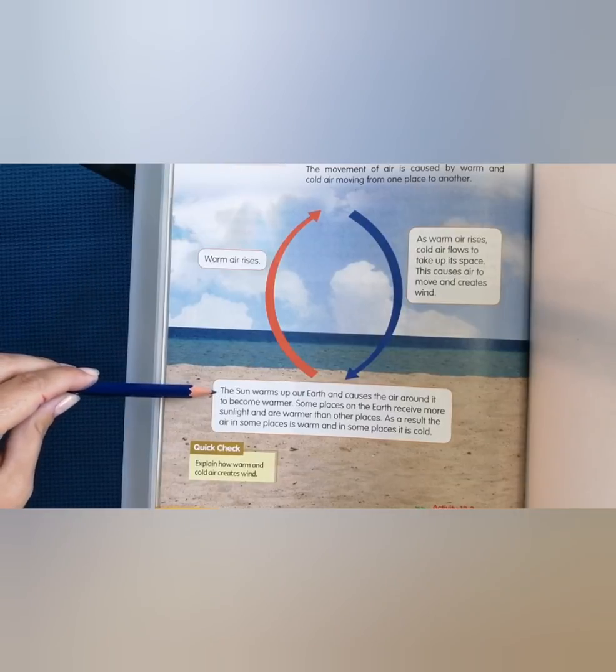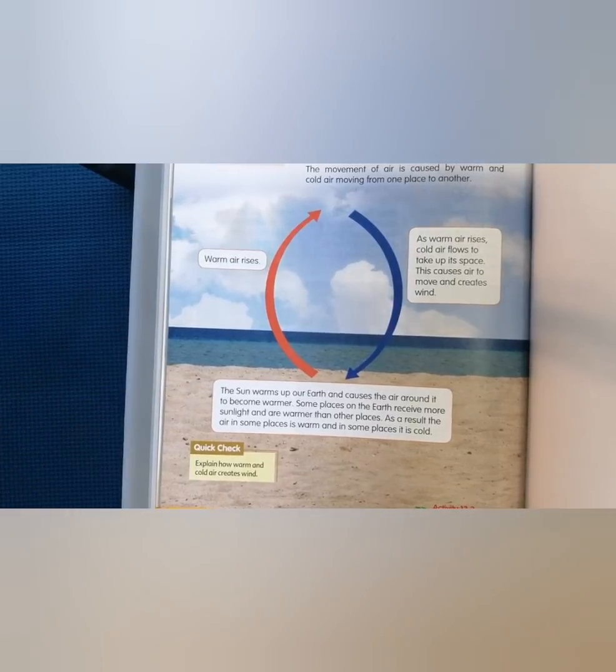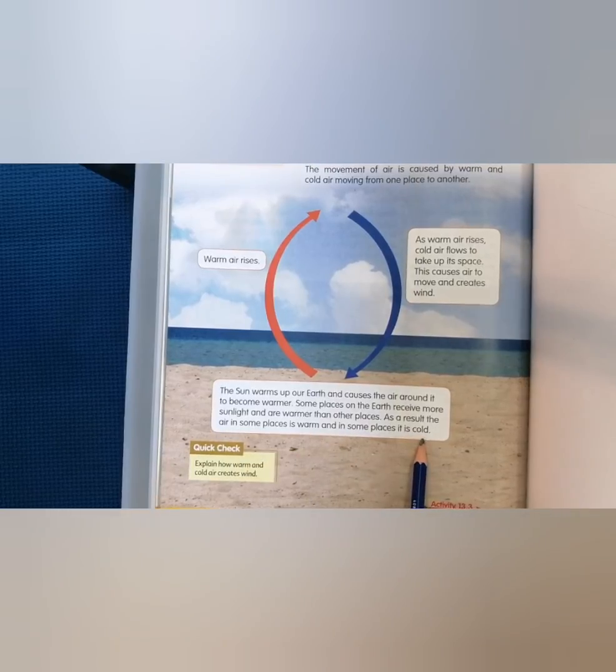The sun warms up our earth and causes the air around it to become warmer. Some places on the earth receive or have more sunlight and are warmer than other places. As a result, the air in some places is warm and in some places it is cold. I definitely think that Vietnam is one of the places that receives more sunlight.